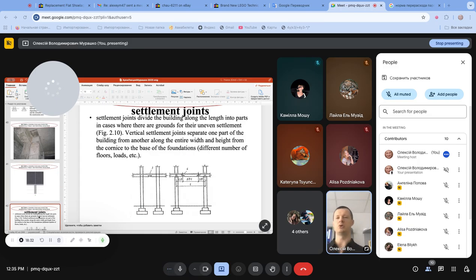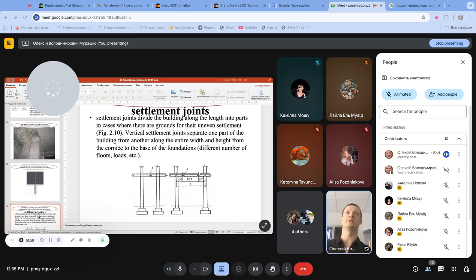Another type of joint that we will also consider today is called the settlement joint. A settlement joint divides the building not from the level of the ground, but it shall also divide the foundation. Why is that so? It is really important from another point of view. Settlement joints.